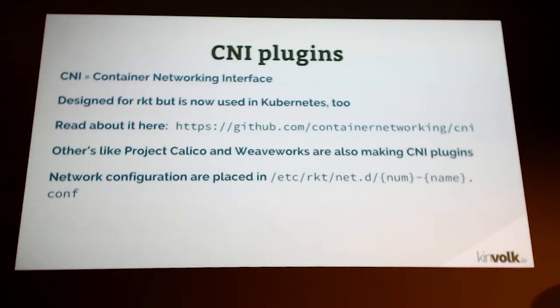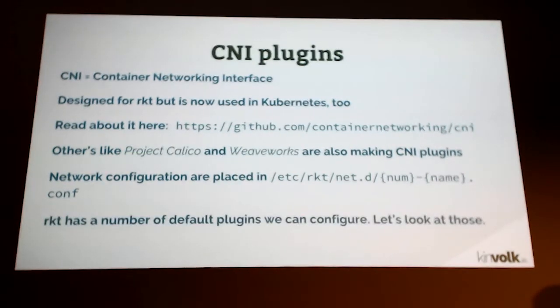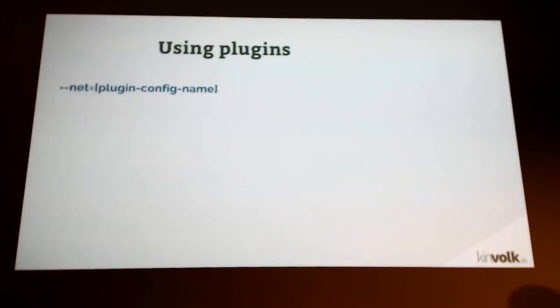You create your network configuration files, just a JSON file, and you place them here. The number is for priority, and then the name, and you just have to pass in the name portion. You have a number of defaults. We're going to show running the defaults, and then one example of running something with a configuration file that we define. So yeah, this is how you do it.